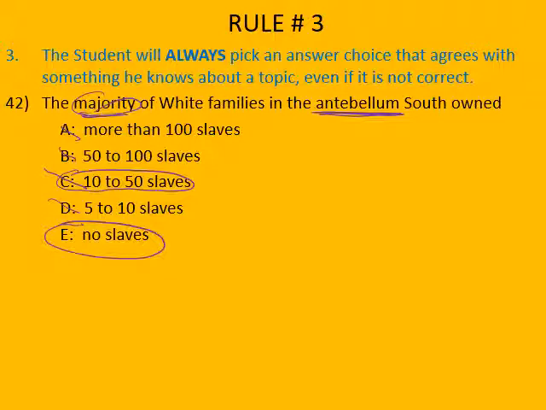Remember, look for key words like majority or always or most of the time. Things that are absolutes like that. If it said the typical slave owner in the South owned how many slaves, then yeah, you'd be talking about one of these numbers as the answer. But we're talking about the majority of the population. And the majority of people in the South are regular everyday folks, just like they are today, and they don't own any slaves.